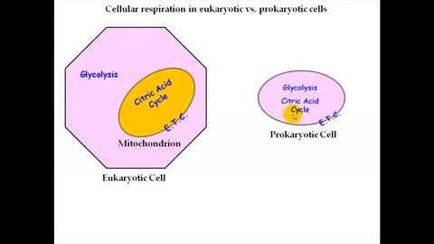So again, what we'll do next is take a closer look at what happens during glycolysis and the citric acid cycle. We'll save the electron transport chain for class. So first we'll take a look at glycolysis.